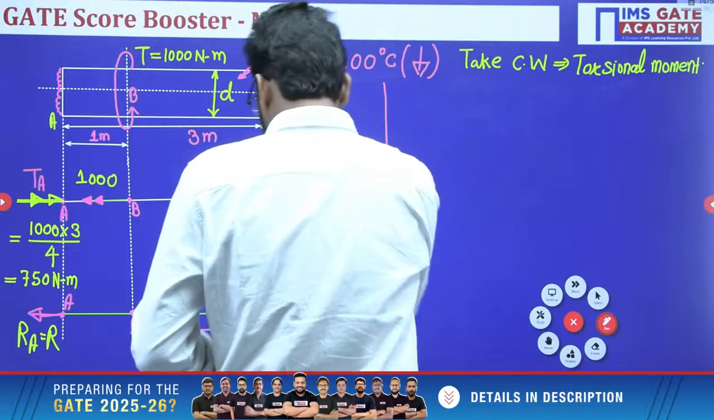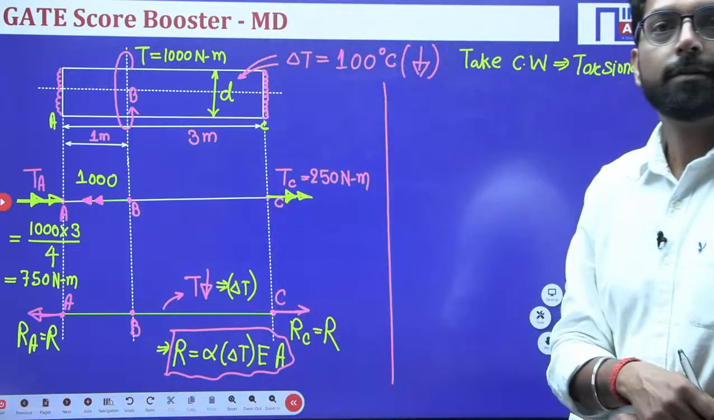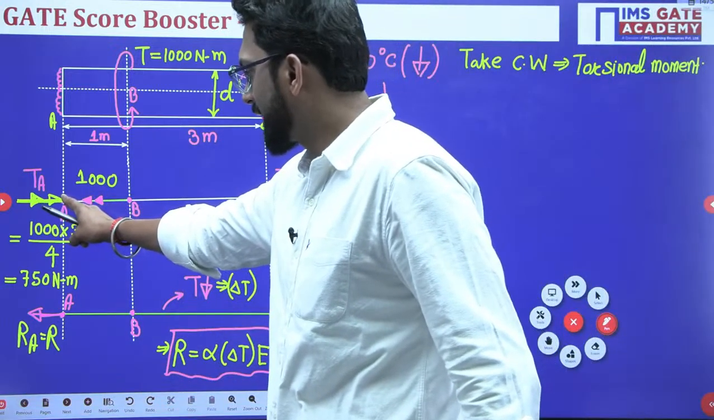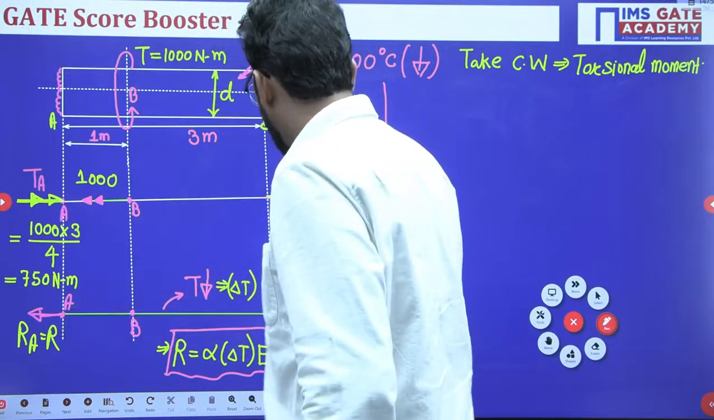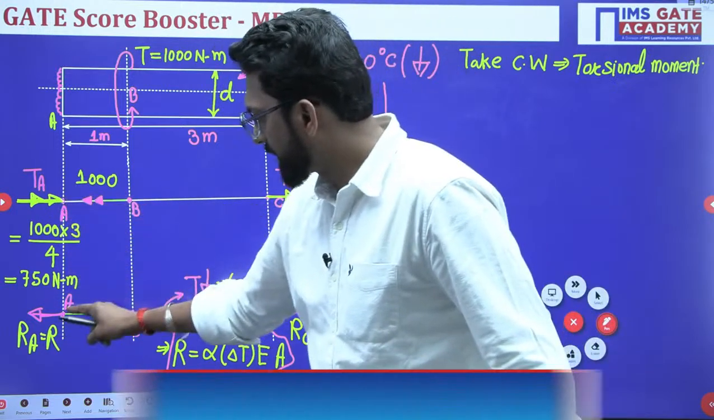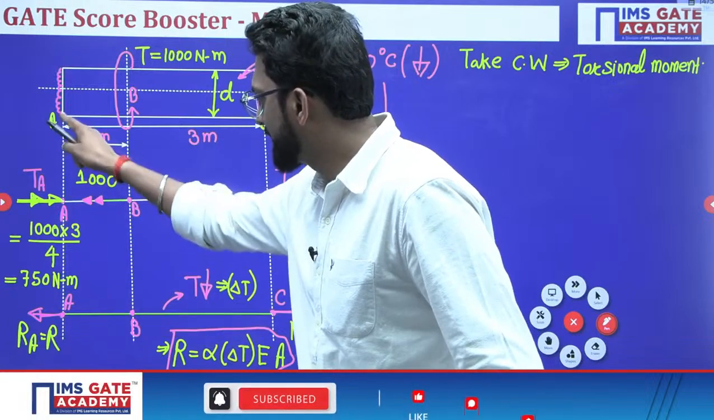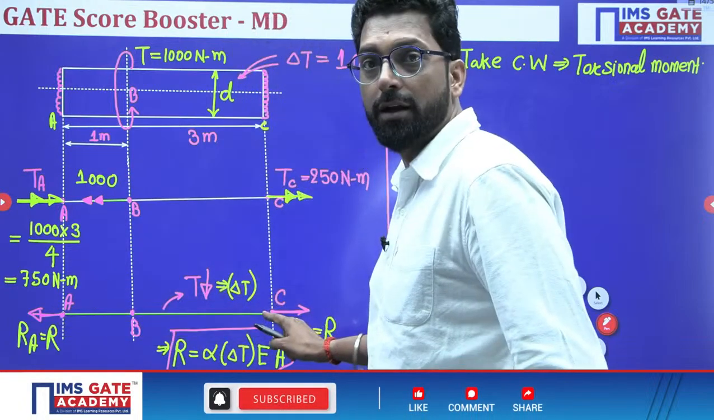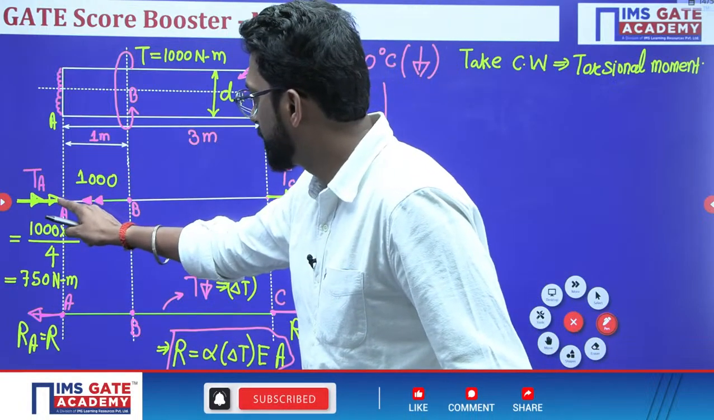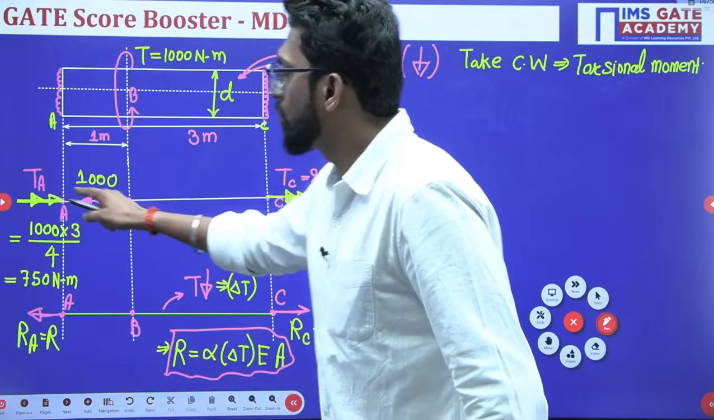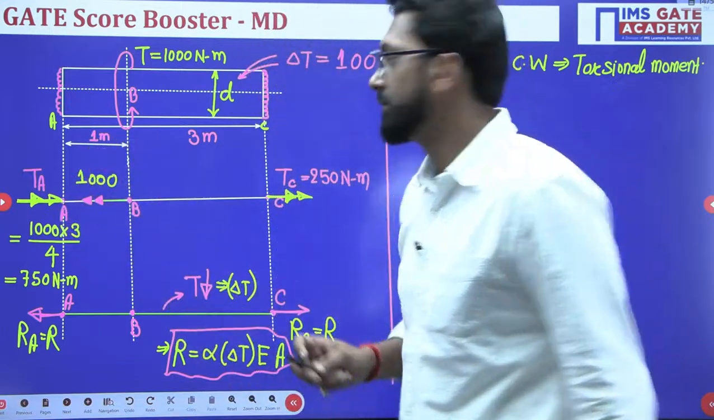So what is the maximum torsion? So this is the critical section. These two are the same. At this section the reaction due to thermal is the same, but due to the torsion at this point the torsional moment is more. So point A is your critical section.